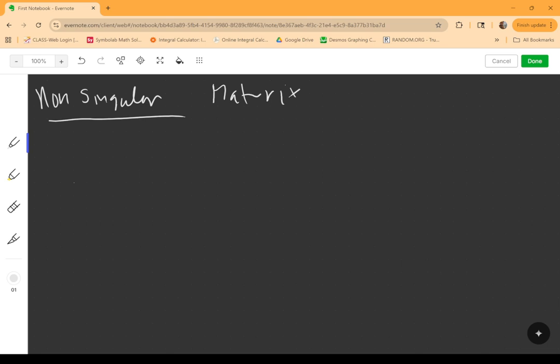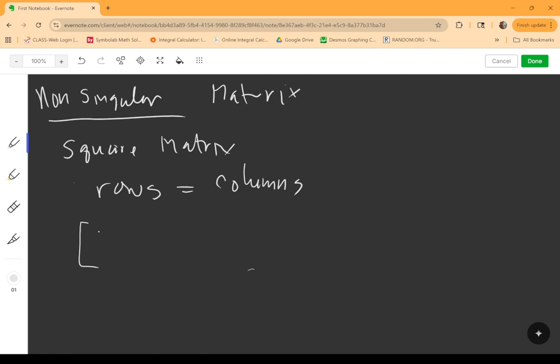So what we're going to take a look at first is this idea of a non-singular matrix. It's a property that is ascribed to a certain type of matrix. A matrix, first of all, has to be square. So when I say a square matrix, what I mean is that the rows and the columns are equal, so an equal number of rows and columns. So for example, a 2 by 2.